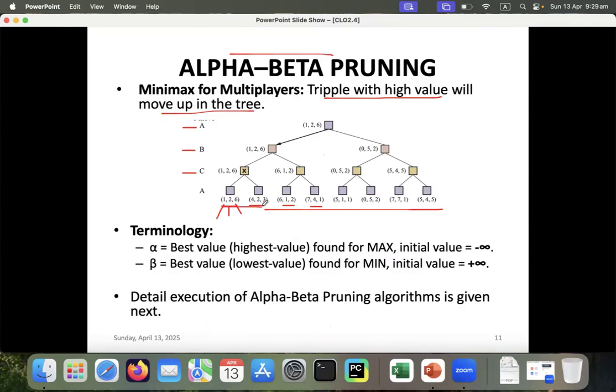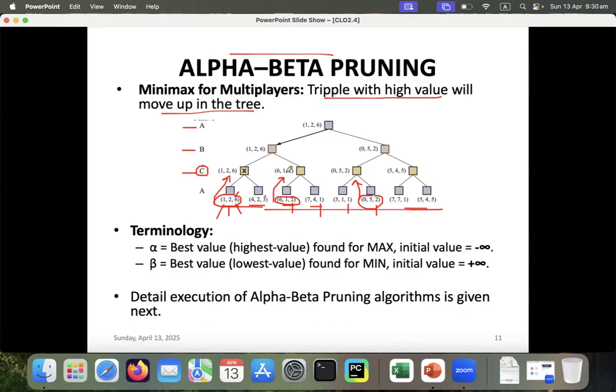For example, here, this is the level for the C player. C player has this value, the last one. 6 is bigger or 3 is bigger? 6 is bigger. So this triple, which has the higher value, will move up. Similarly here, this is 2, and this is 1. I'm looking only at the C player. 2 and 1, this triple is higher, so this will move up. Similarly for the C1, C2, this triple is higher, so this will move up.